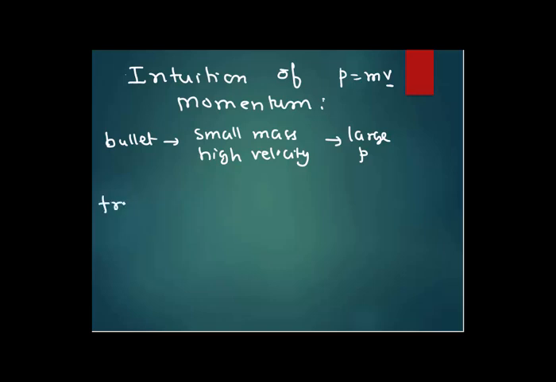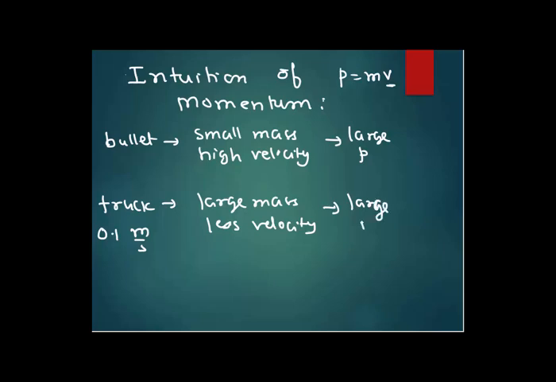Let's take the example of a truck which is moving slowly. A truck will have a very large mass, but let us say it's moving with a very small velocity of, let us say, 0.1 meters per second. Momentum is mass into velocity. The velocity is very, very small, but the mass is very large, and therefore a truck would also have a large momentum. So we can see that an object's momentum depends upon both mass and velocity. If one of them is very high, the object, the moment it starts moving, has got very large momentum.